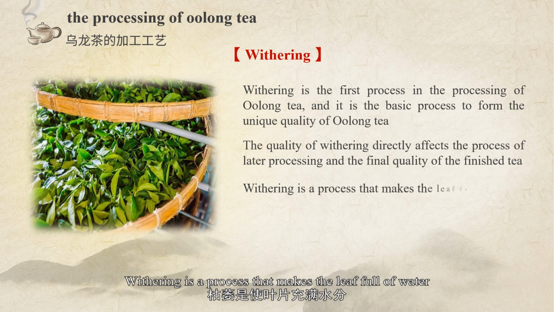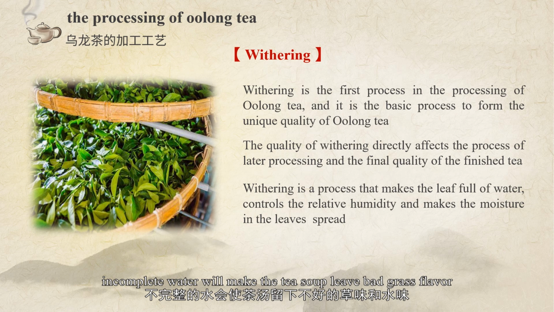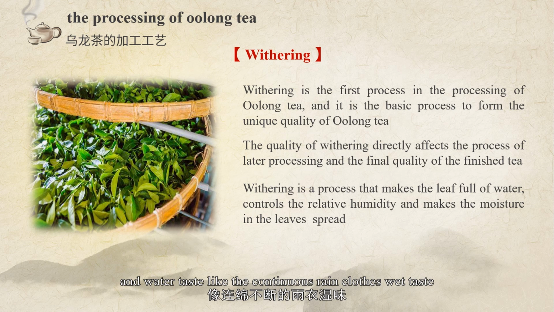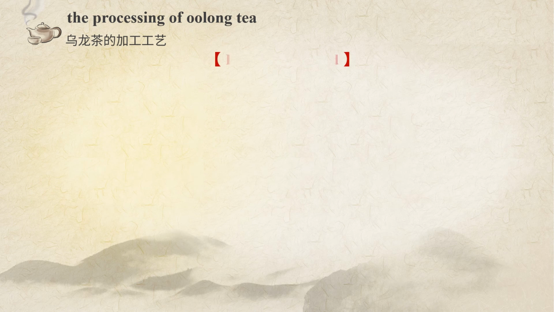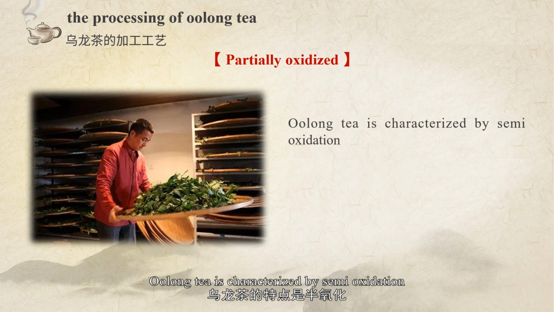Weathering is a process that makes the leaf lose water, controls the relative humidity, and makes the moisture in the leaves spread. Some tea growers weather in the sun with beautiful and flowing fragrance. Some weather indoors, and the fragrance is clear. Incomplete water loss will make the tea soup have a bad grass flavor, and excessive water loss tastes like continuous rain, with a damp taste. Partially oxidized, oolong tea is characterized by semi-oxidation.